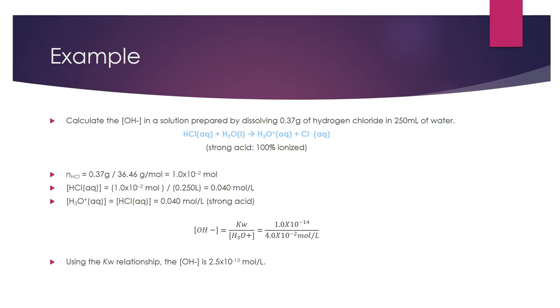Once the concentration is calculated, then the expression for the ionization constant for water can be used to calculate the concentration of hydroxide ions. Please note that we can assume that hydrogen chloride is 100% ionized in water because it is a strong acid. Because it is ionized completely, the concentration of hydronium ions is the same as the concentration of HCl.